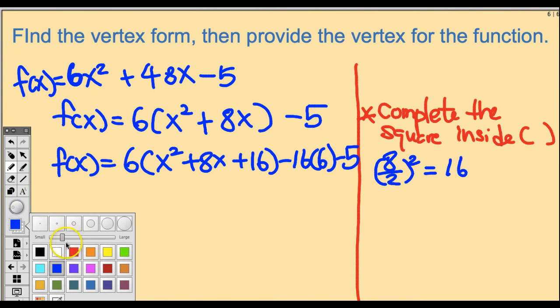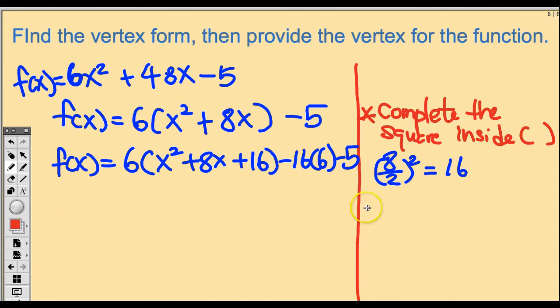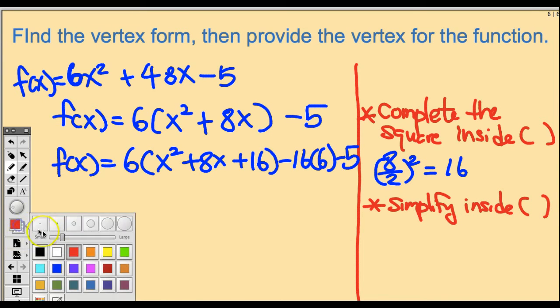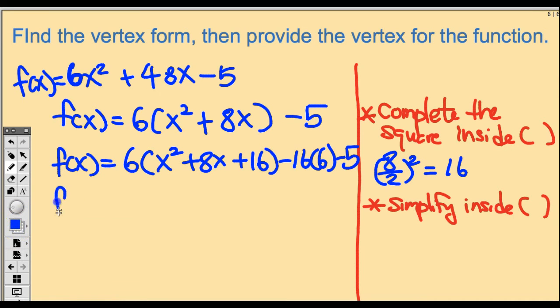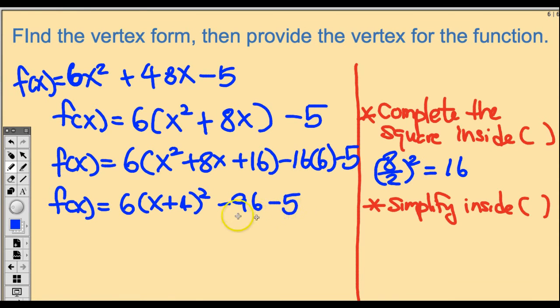Next thing we gotta do, we gotta make sure that we simplify inside the parentheses, right? All right. So then let's go ahead and keep going. So we have f of x, and that equals 6 times x plus 4 squared. And then this, if you multiply them together, is 36. So that's 96 minus 5, right? And so now we have to just simplify this part, which is negative 101, right?